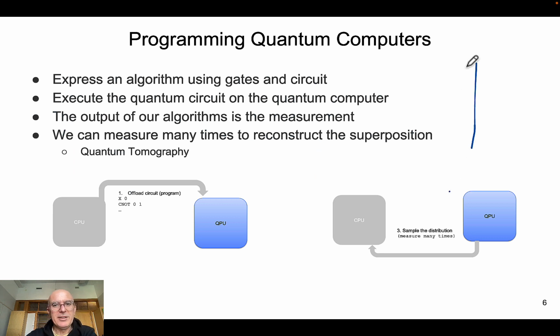Whenever we run a quantum algorithm or quantum code, a quantum program, this means that we formulate our program as a circuit, and then we offload it to the QPU. We measure, and the measurement of the execution of our quantum circuit is the output of our program.